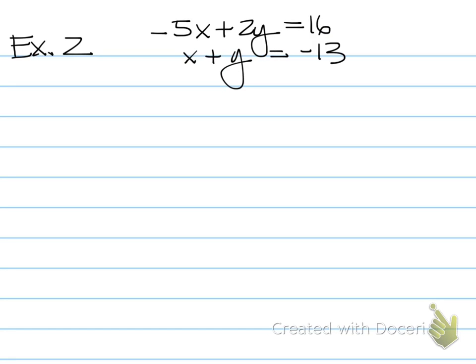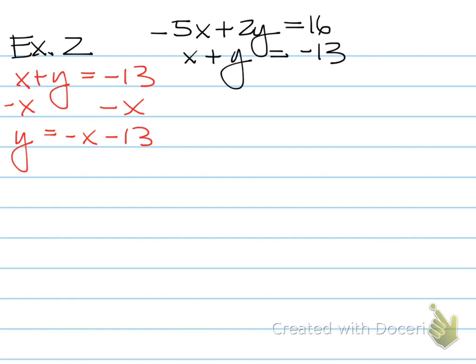Next equation, we don't have either equation set equal to a variable, but we can easily set the second equation equal to either x or y. So I'm going to subtract x from both sides. That'll give me y equals negative x minus 13. So now I can replace the y in the first equation with negative x minus 13.